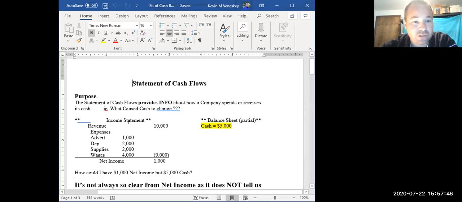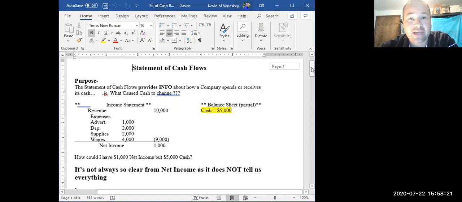So that's what I put up here just to give us a brief visualization. What if the company had revenues of 10,000 and then you add up all of their expenses for the year and it's 9,000, and you'd say, oh, well, they have net income of 1,000. So therefore, if they brought in $10,000 and paid out $9,000, they should have $1,000 cash. But if we looked at the balance sheet, it says, no, they have $5,000 cash. Well, why is there a difference? That's what the statement of cash flows is going to tell us, and it's going to show us where all of our cash is spent.